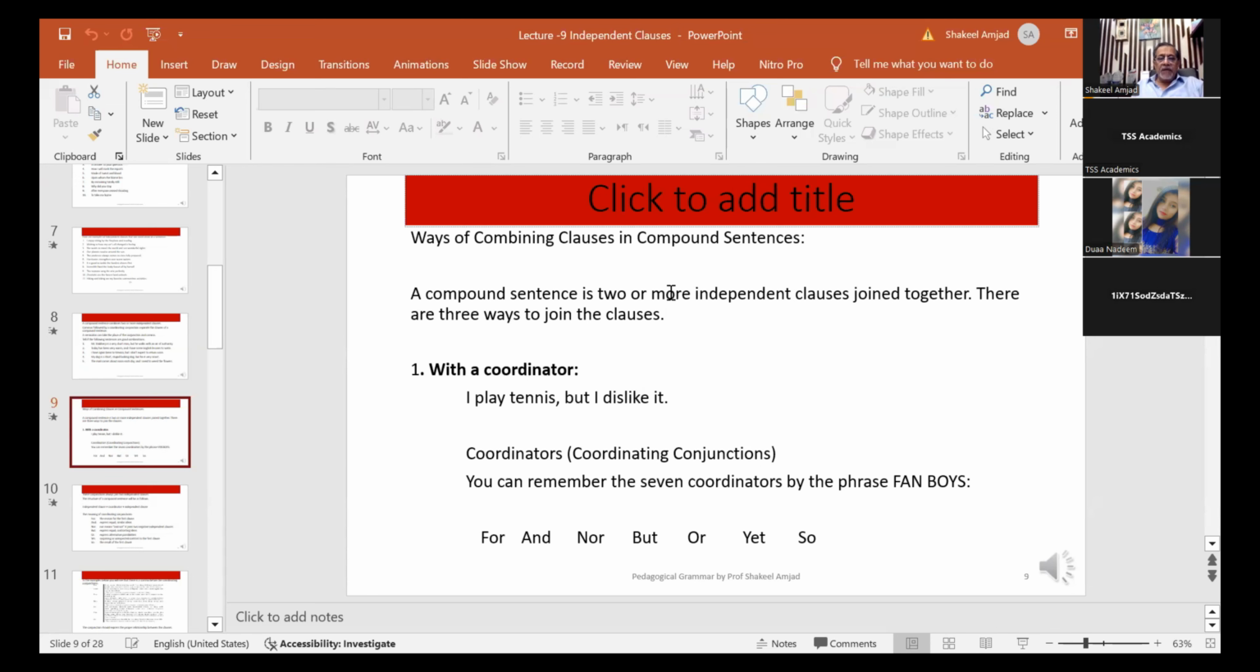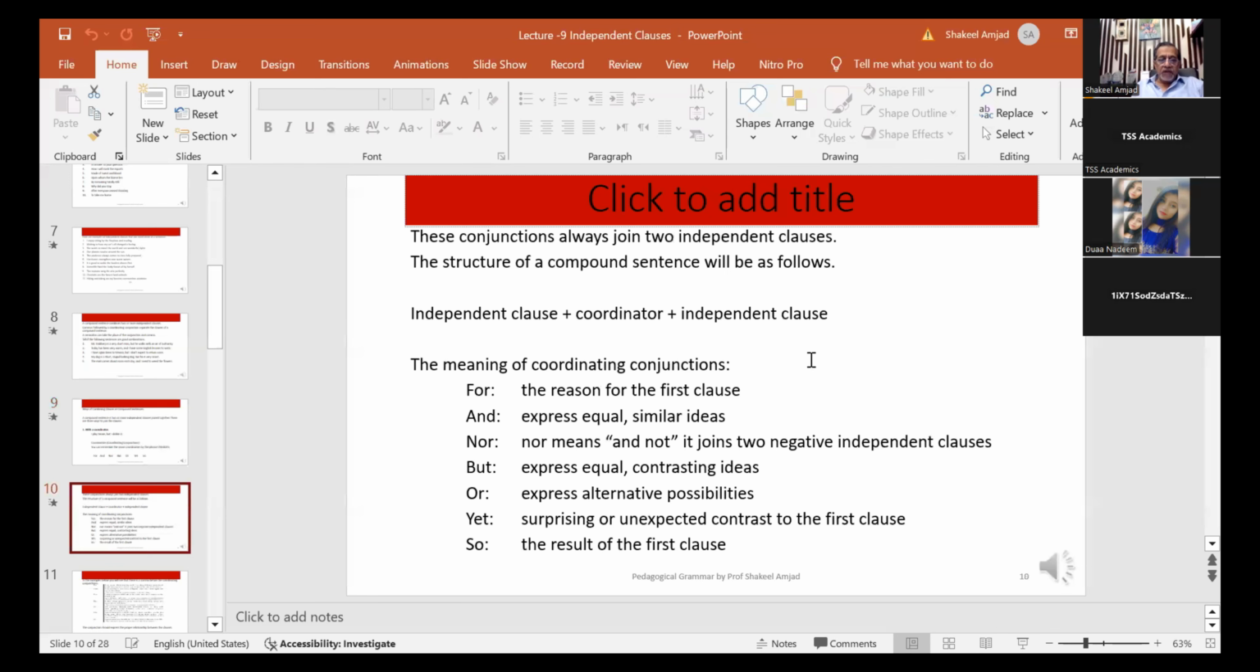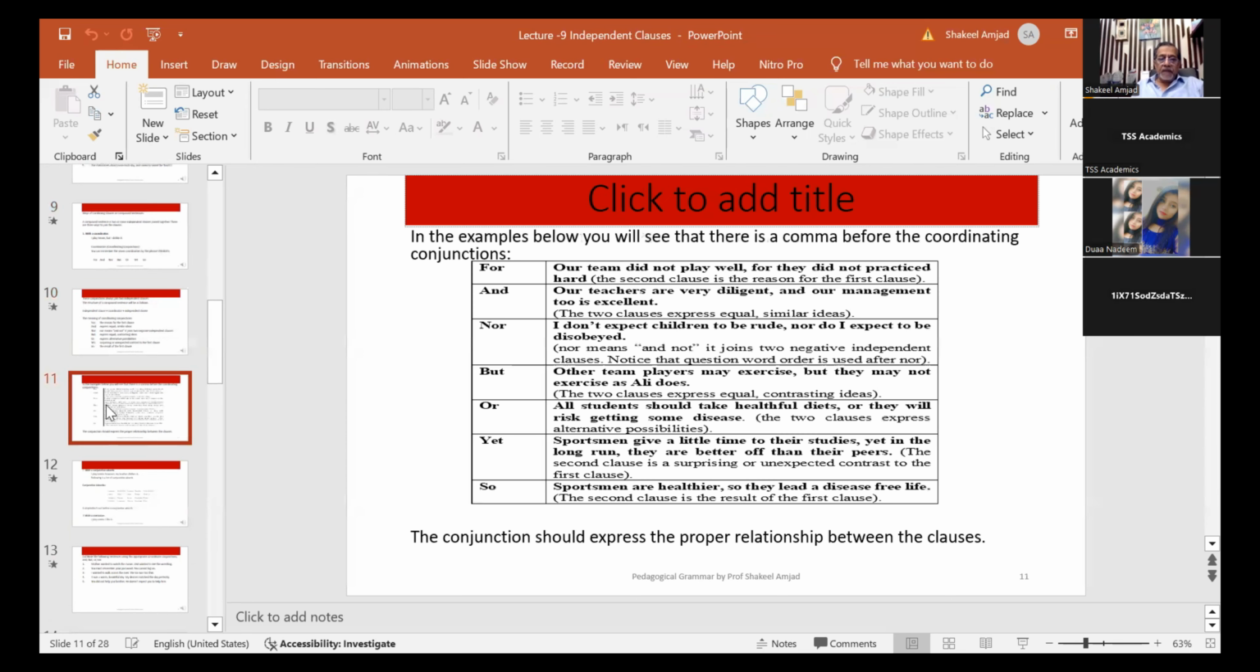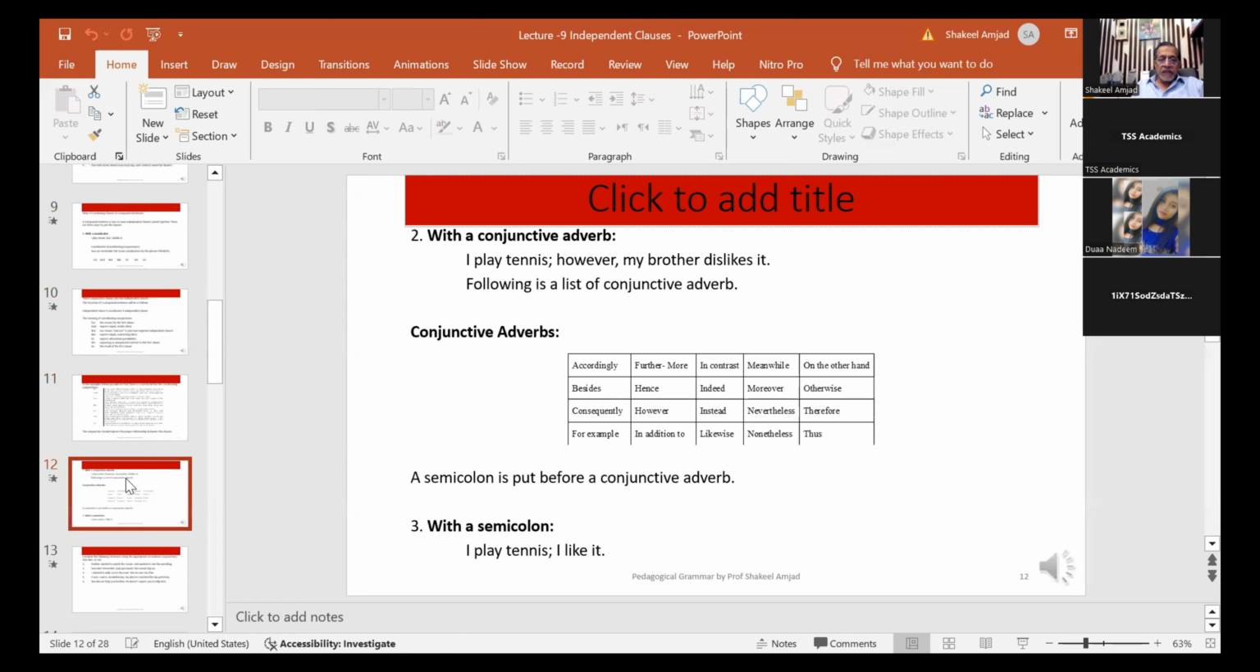कोई क्वेश्चन तो नहीं है? एनी क्वेश्चन? कोऑर्डिनेटर्स, कोऑर्डिनेटिंग कंजंक्शन या कोऑर्डिनेटर, यू कैन रिमेम्बर 7 बॉयज. ये आपको मैंने करा दिया. बहुतों को याद हो जाना चाहिए. और व्हाई दे आर यूज्ड, रीजन, एक्सप्रेस सिमिलर आइडिया, ये भी मैंने आपको करवा दिए हैं. इसकी मिसालें भी मैंने आपको दूसरी जगह से दे दी हैं.